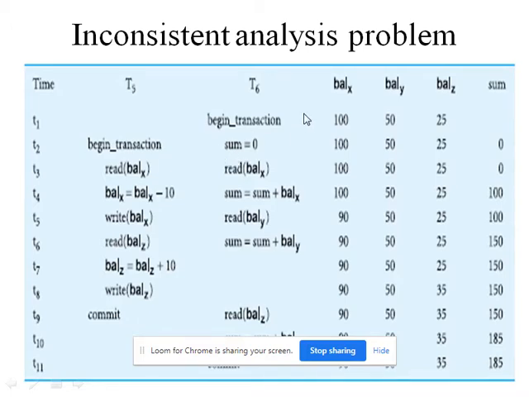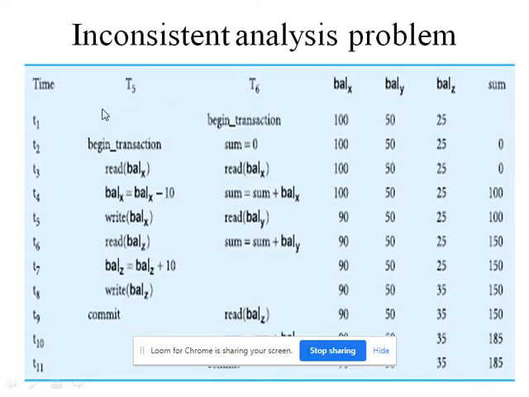In this figure, transaction T6 is executing concurrently with transaction T5. What is transaction T6 doing here? Transaction T6 is totaling the balances of X with the initial balance 100 rupees, balance Y with initial value 50 rupees, and balance Z with initial value 25 rupees. So T6 is summarizing all the account balances.